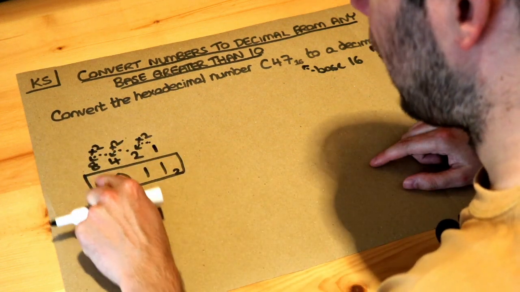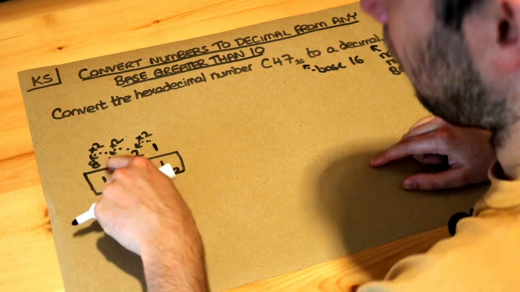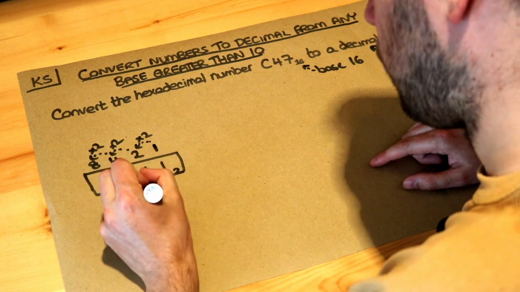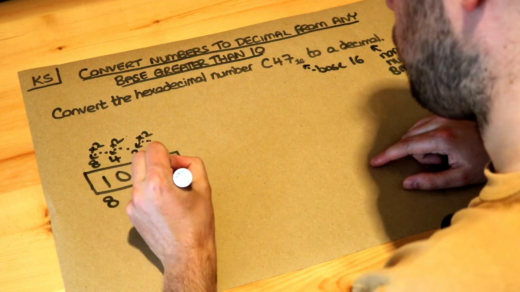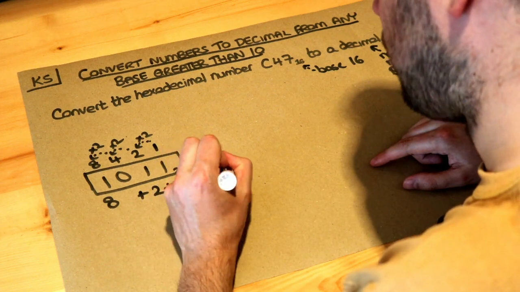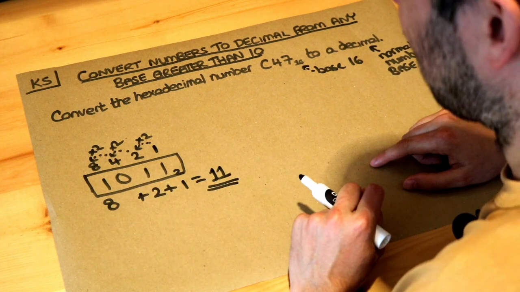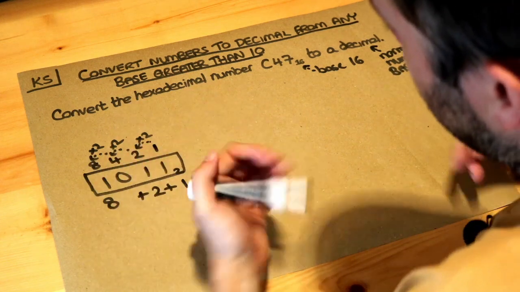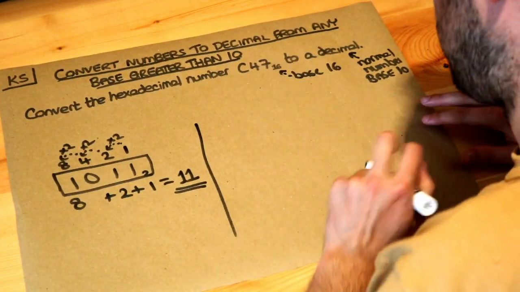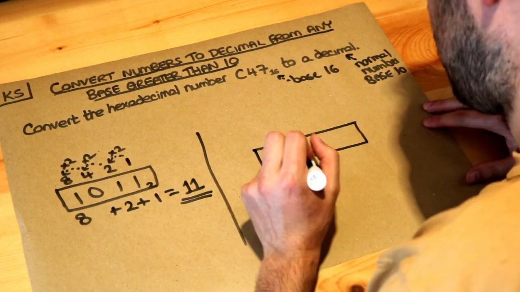And then, we've got 1 here which is worth 8, so 1 times 8 is 8. We've got 0 here which is worth 4, 0 times 4 is just 0. We've got 1 here which is worth 2, so 1 times 2 is 2, 1 times 1 is 1, and 8 plus 2 plus 1 is 11. So as a normal number, 1011 means 11. It has the same value as 11 in the way we'd normally interpret 11. So what we're going to do here, we've got C47, so I'm going to put this in a box.